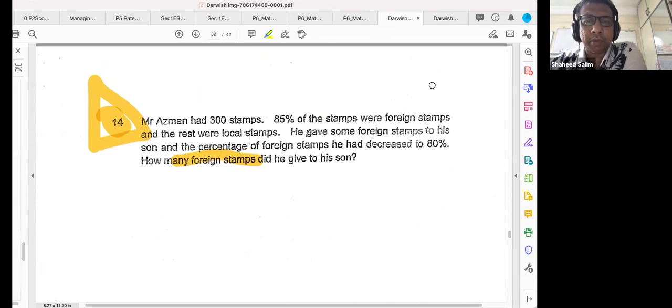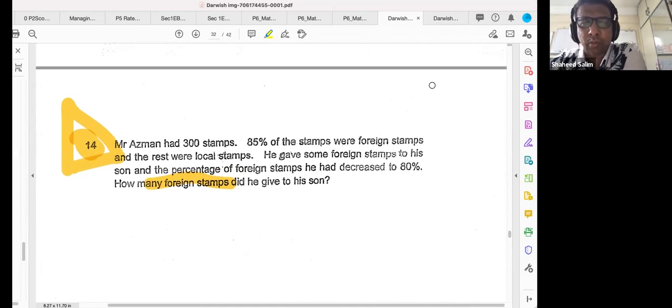Question 14, why is it like that? Because the 100% concept takes a little while to explain this bit. So we'll revisit later. Can?